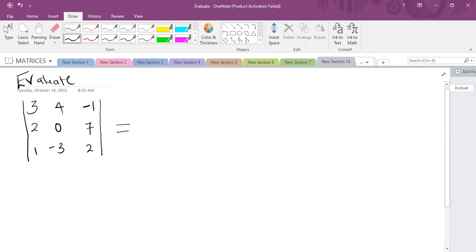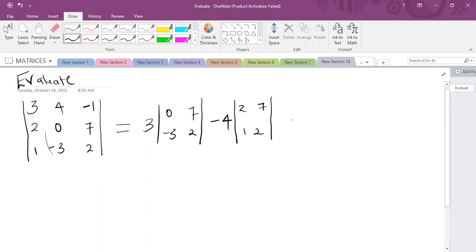So this value will be given, taking 3, delete the row and column in which 3 lies in, and then find the determinant of that small matrix that is left, which is this one. So that will be 0, 7 minus 3, 2. This middle position here comes with negative. So -4, deleting the row and column in which -4 lies in, I will remain with 2, 7, 1, 2. Then finally taking the last position in the row, -1, deleting the row and column in which it lies in, I will remain with 2, 0, 1 minus 3.